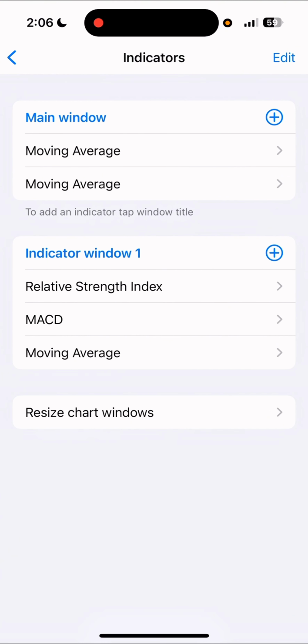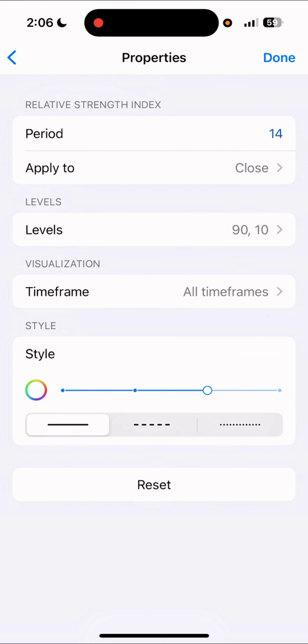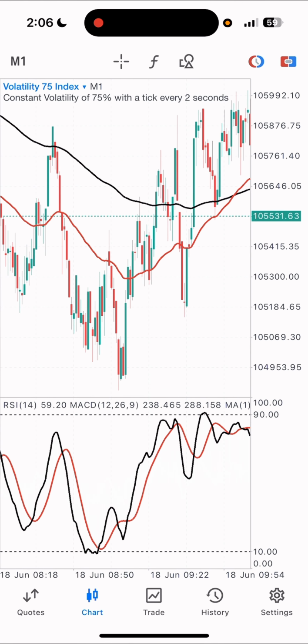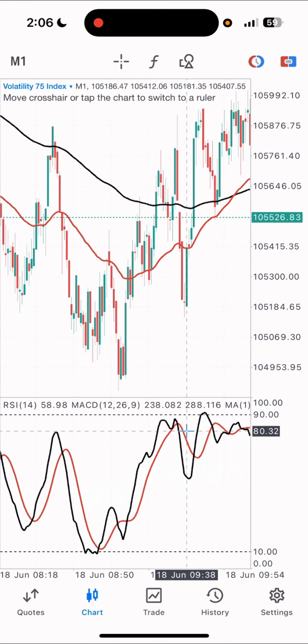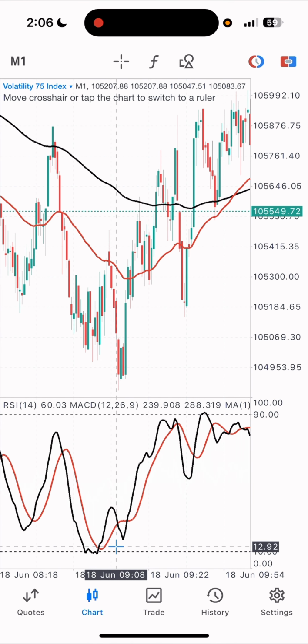Then next, you want to make sure that you go over to indicator window 1 where you add the relative strength index. On the relative strength index, period 14, you apply to close, levels 90 and 10. Time frame on all time frames. Style, you put that on 3 pixel with color white. When you set the color to white, the color of your background, then this first red line, you click on done. Then now we have the relative strength index. Currently we're seeing the level of 90 here, and we're seeing the level of 10 here.